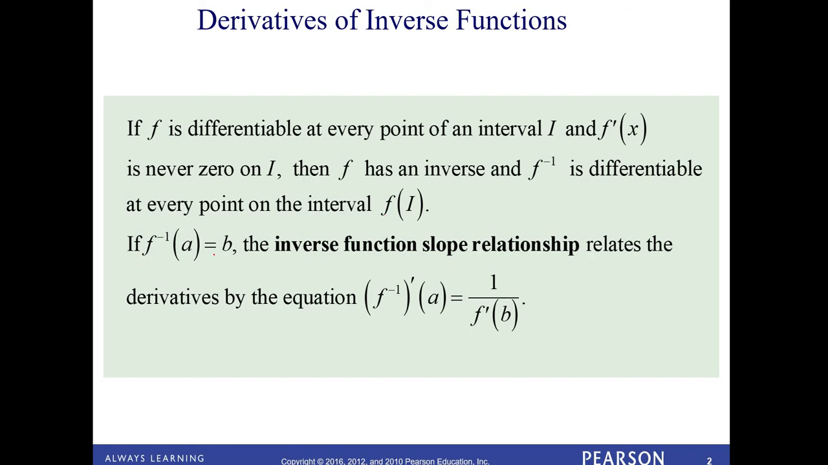If f inverse of a equals b, the inverse function slope relationship relates the derivatives by the equation: f inverse prime of a, the derivative of the inverse, is 1 over the derivative of f. So this is a rule that we're going to use in general. What we're going to do first, though, we'll get to that, is to do some specific inverse derivatives that you should be memorizing.